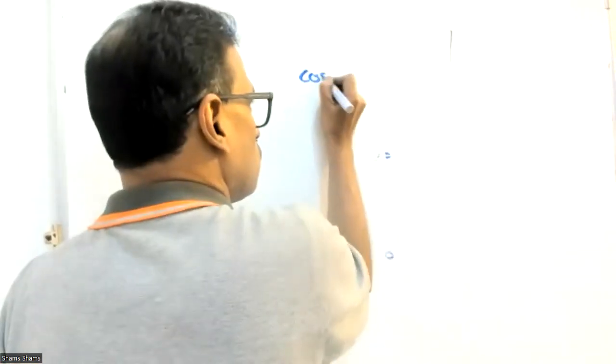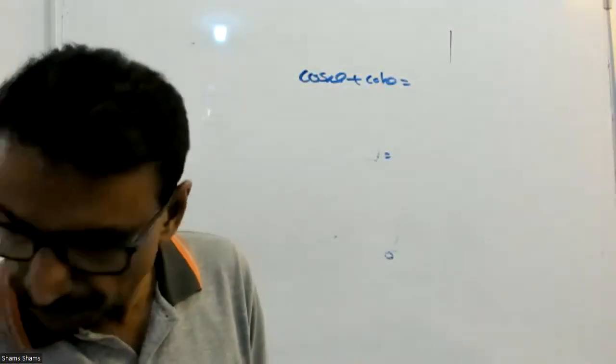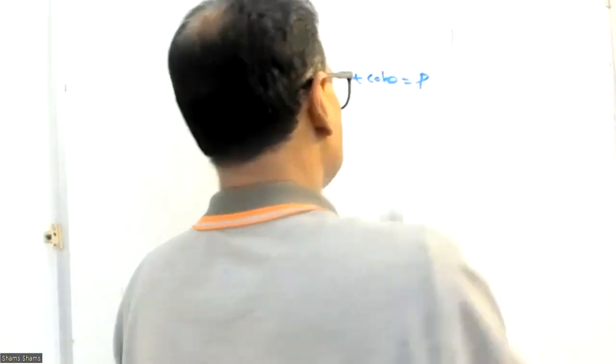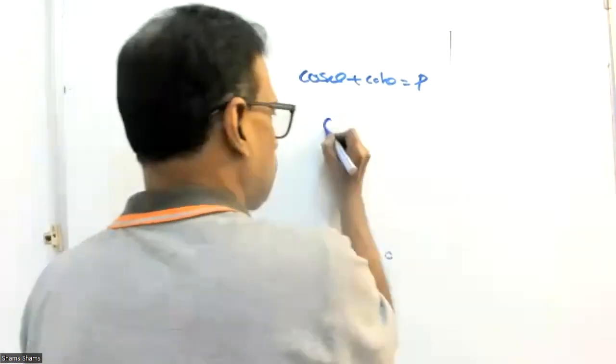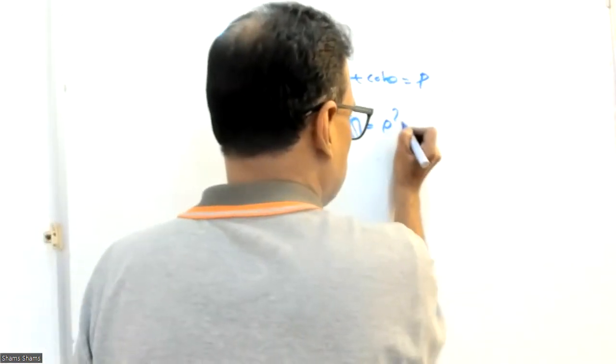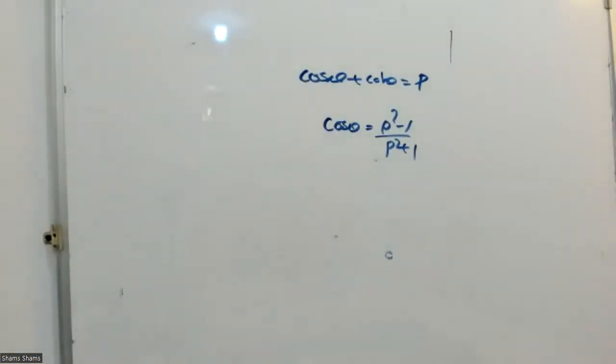Same type, another question. Cosec theta plus cot theta equals P. Then prove that cos theta equals (P square minus 1) by (P square plus 1). Cosec theta plus cot theta equals P. Prove that cos theta equals (P square minus 1) by (P square plus 1).